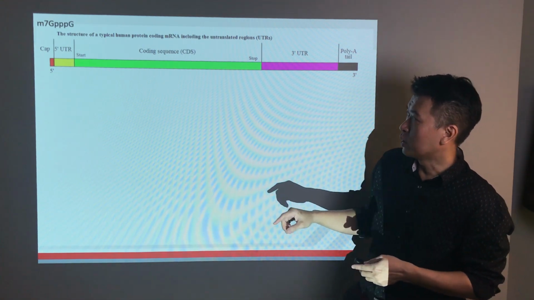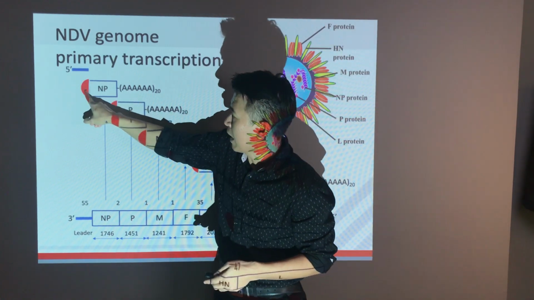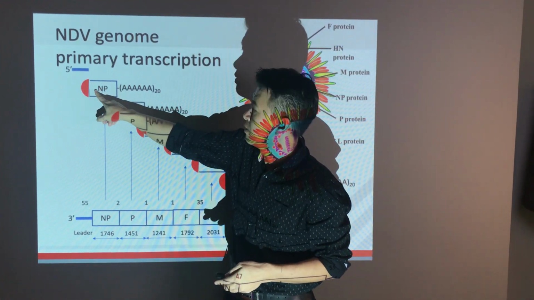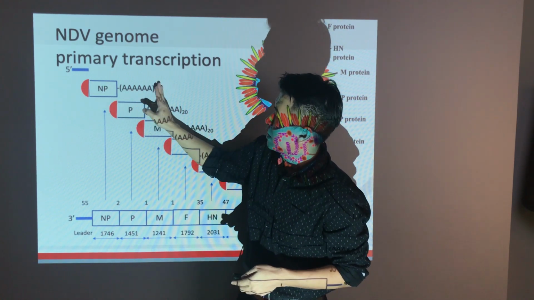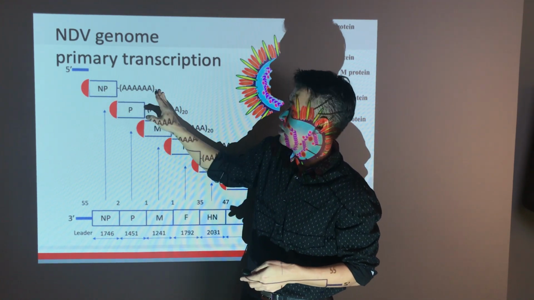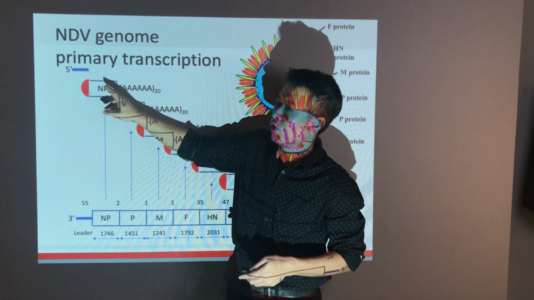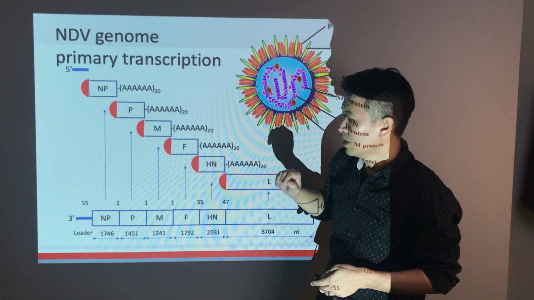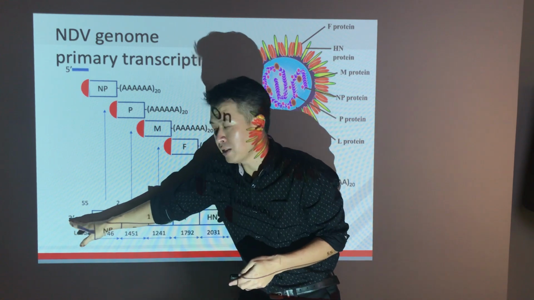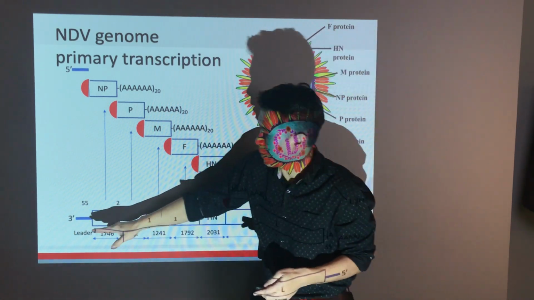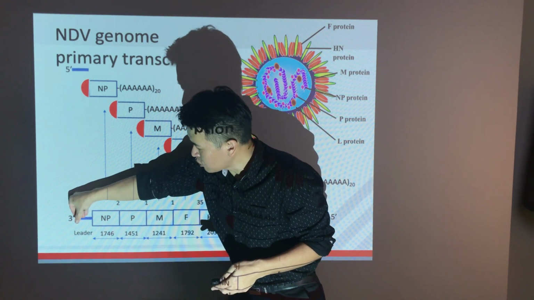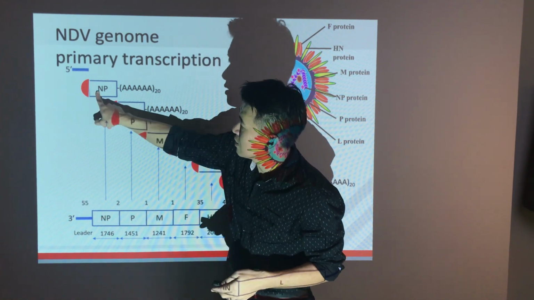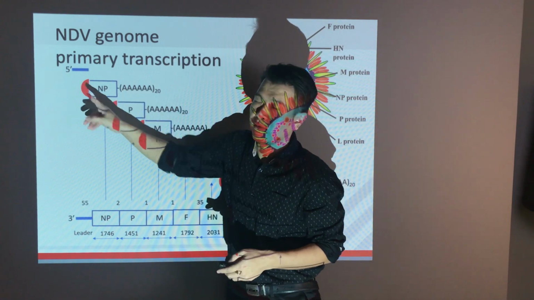mRNA. So we look at here, we have a cap, we have the NP, from beginning to the end, and then it will end with 120 A's for the mRNA. Notice that this 3' end, 5' end, the 3' end is being used as a template for the polymerase to bind to and start synthesizing the first mRNA for the NP.